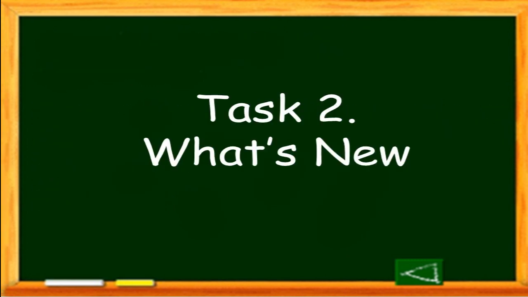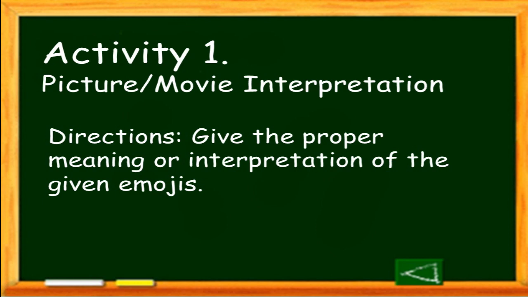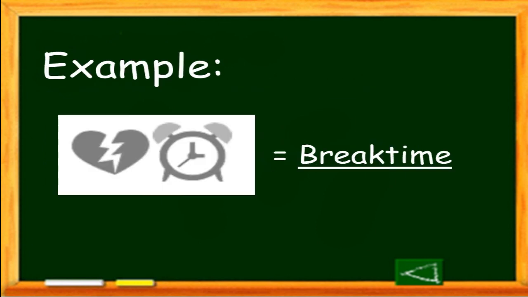And now, we will proceed to your task 2, entitled, What's New? Activity 1, Picture or Movie Interpretation. Directions. Give the proper meaning or interpretation of the given emojis. Let me give you an example. For the image broken heart and time, it simply means break time. Are you now set for your number 1? Then try.